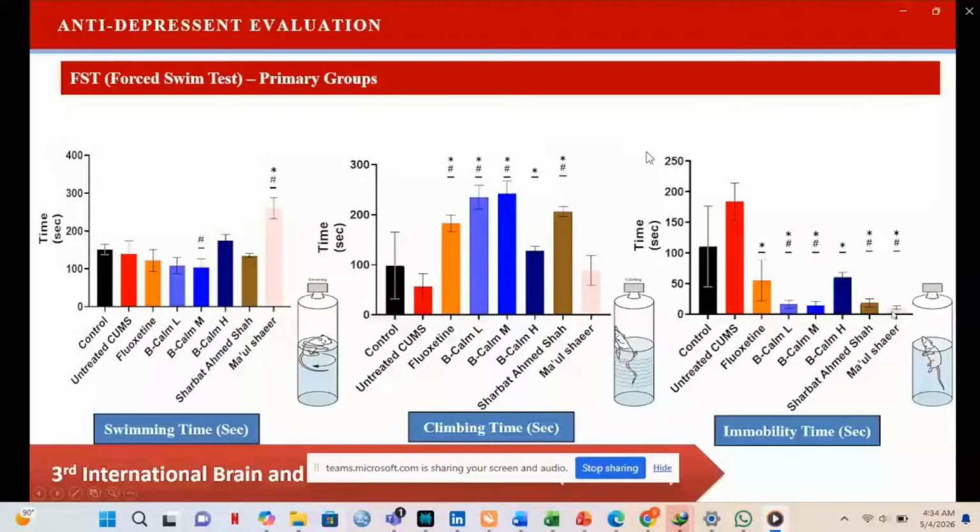When we see the result of the tail suspension test, we can see that the high dose of BCAM showed significant swimming time, comparable to the fluoxetine group and in comparison to the control group. And after fluoxetine, the immobility time was very much decreased in the BCAM low dose as well as the BCAM high dose in the tail suspension test. Similarly, in the secondary group of the tail suspension test.